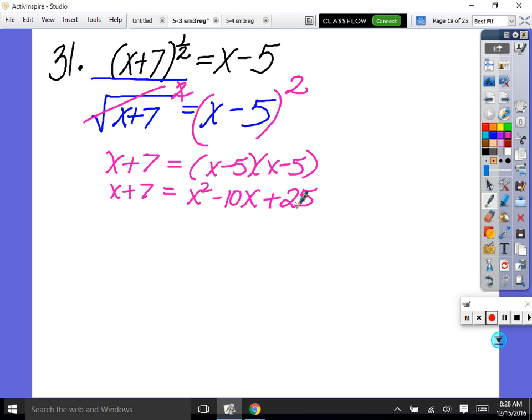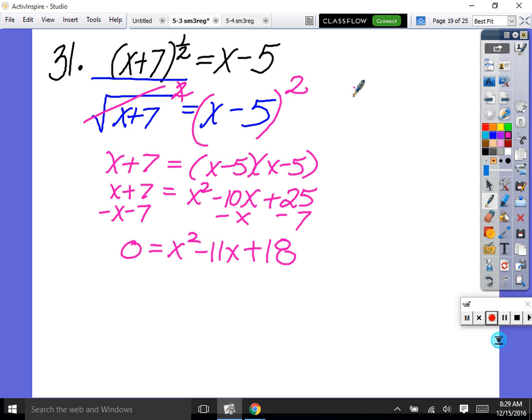How do I solve quadratics? We get it equal to 0 and solve by factoring. So watch, I'm going to subtract x and subtract 7 all in the same step. So that side's 0. 0 equals x squared minus 11x plus 18. So now you say, okay, I have a quadratic, I'm going to solve by factoring.